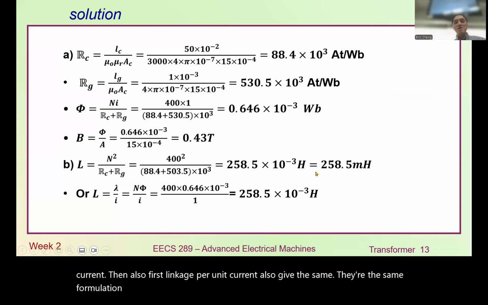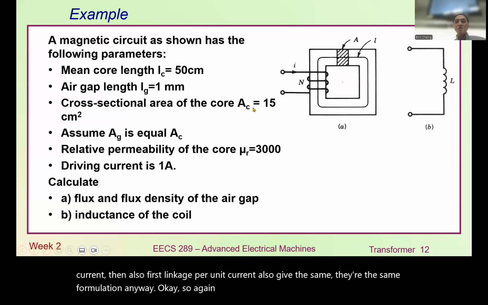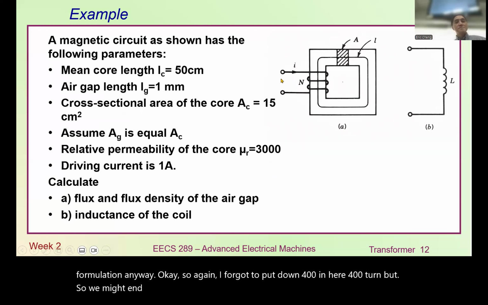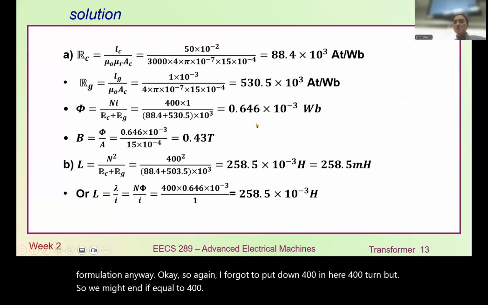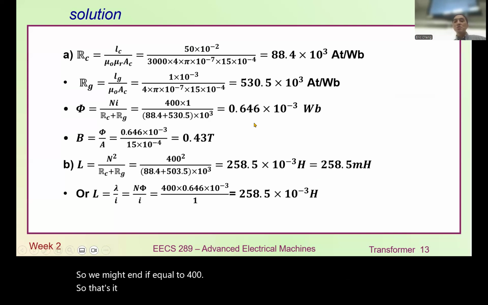Okay, so that's how, again, I forgot to put down 400 turns in here, but just so we know, N is equal to 400. So that's it for this simple problem to show you the operation.